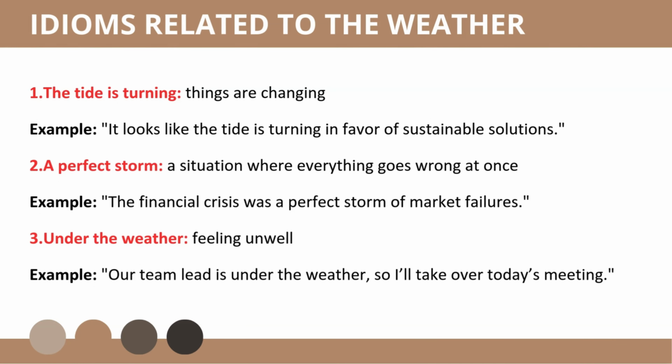Now let's look at some idioms connected to the weather. Number 1, the tide is turning means that things are changing. For example, it looks like the tide is turning in favor of sustainable solutions. Number 2, a perfect storm is a situation where everything goes wrong at once. For example, the financial crisis was a perfect storm of market failures. And number 3, under the weather means feeling unwell. For example, our team lead is under the weather, so I take over today's meeting.